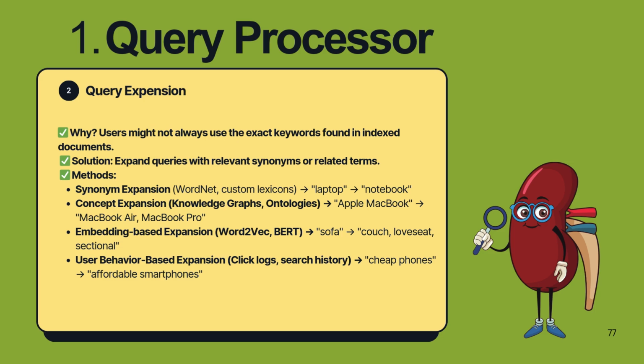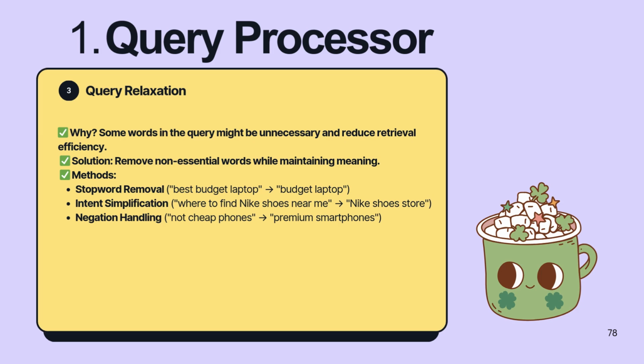Or user behavior based expansion, like click logs and search history. So cheap phones is affordable smartphones. Another technique that you can apply is query relaxation. It's basically just removing some of the stop words, simplifying the intent. So let's say, where to find Nike shoes near me becomes Nike shoe store. Or negation handling, such as not cheap phones as premium smartphones.